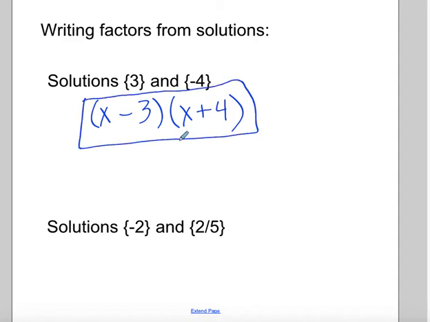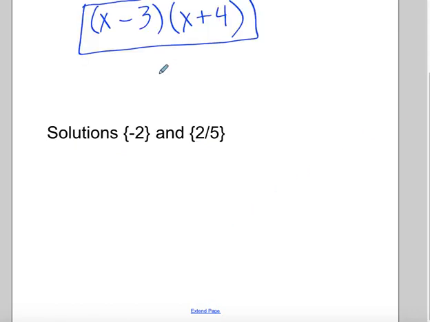That's what they're wanting us to do, is just to write those factors. Here is another example, and this one has a fraction in it, so I could show you how to do that. The first one is a whole number though, so you're going to just start with x. You just put the opposite sign, plus 2.